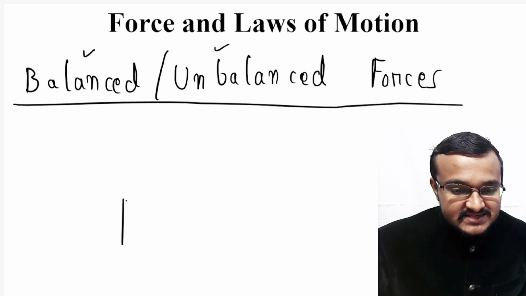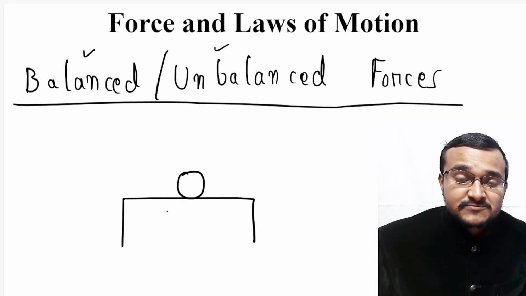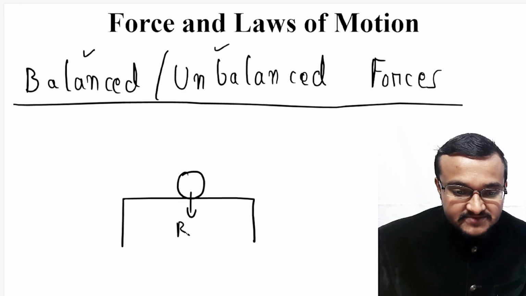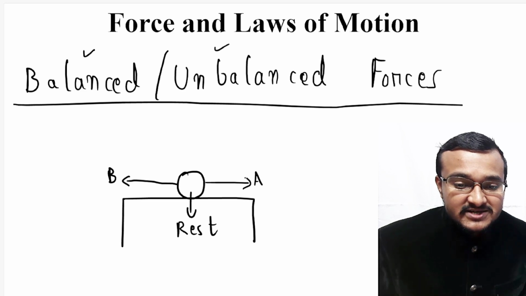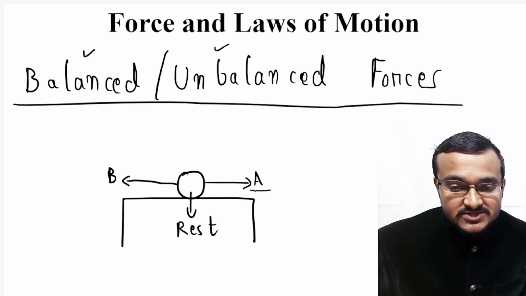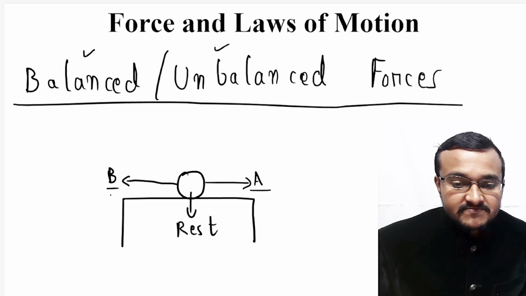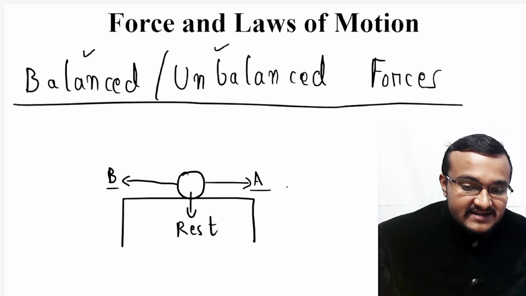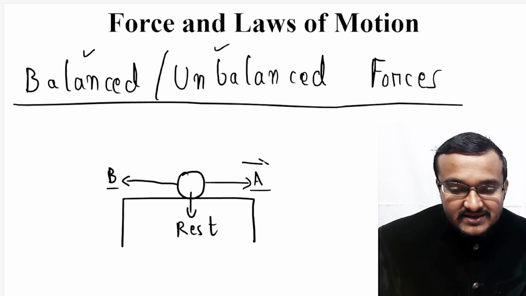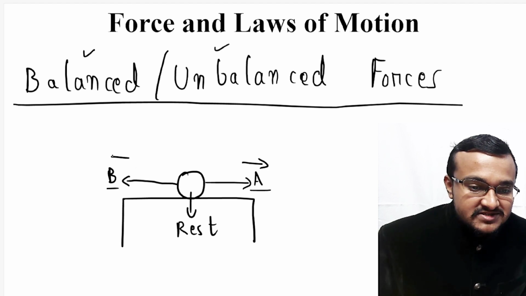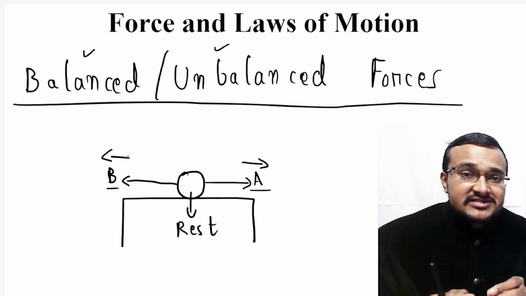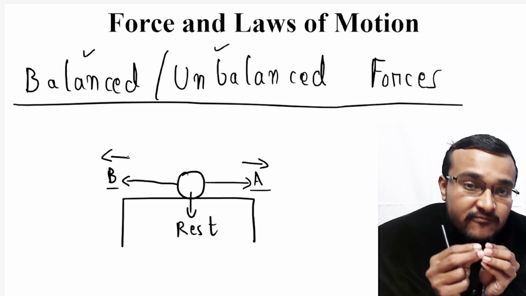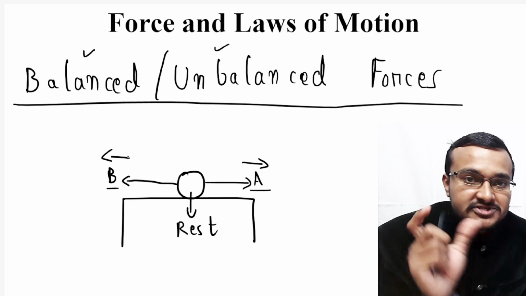So for example, on a table, if you have a particular object and let's say this object is at rest, and let this object be tied with two strings. One is A string and the other is B string. When you apply an equal amount of force in the opposite direction, that is, if you pull this string in this direction and if you pull this B string in this direction, that means you are applying a certain amount of force on this object in opposite directions.